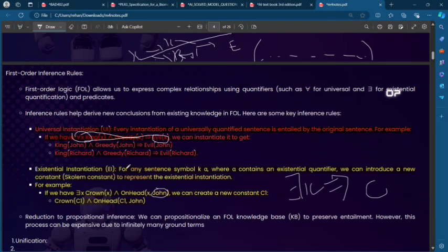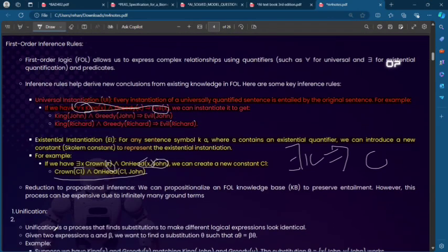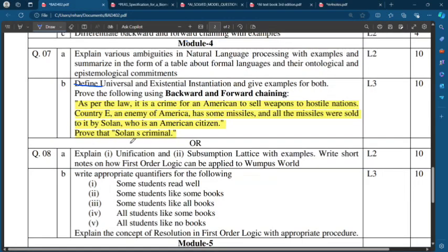But here, we have there exists x, the existential quantifier. Crown of x and on head of x comma John. We replace x with the constant C1. So crown C1 and on head C1 comma John. This derives only this, nothing else. I hope this part is clear.